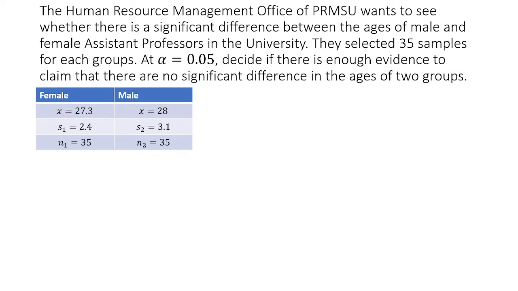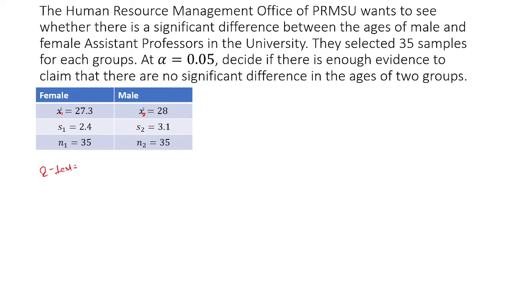Yung ating sample mean sa female is 27.3. And dun sa male naman, yung ating sample mean is 28. We have a standard deviation of 2.4 for the ages of the female. Then we have a standard deviation of 3.1 for the ages of the male. Then we have the same sample size. So determine natin yung test na gagamitin natin. Hindi natin alam yung population standard deviation. So, okay na yan. Doon tayo sa isa. Yung sample size ba natin is greater than 30? Yes. So, you will be using z test.